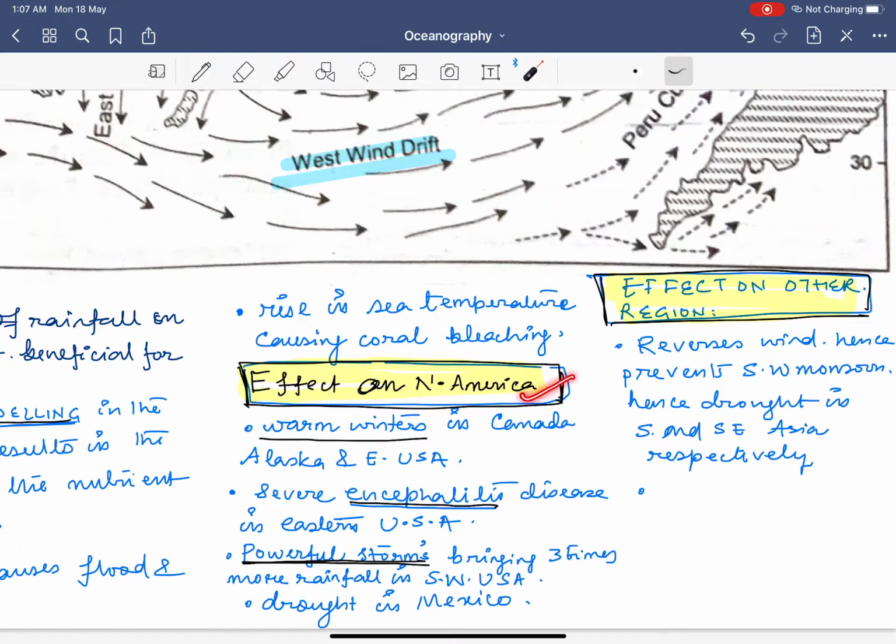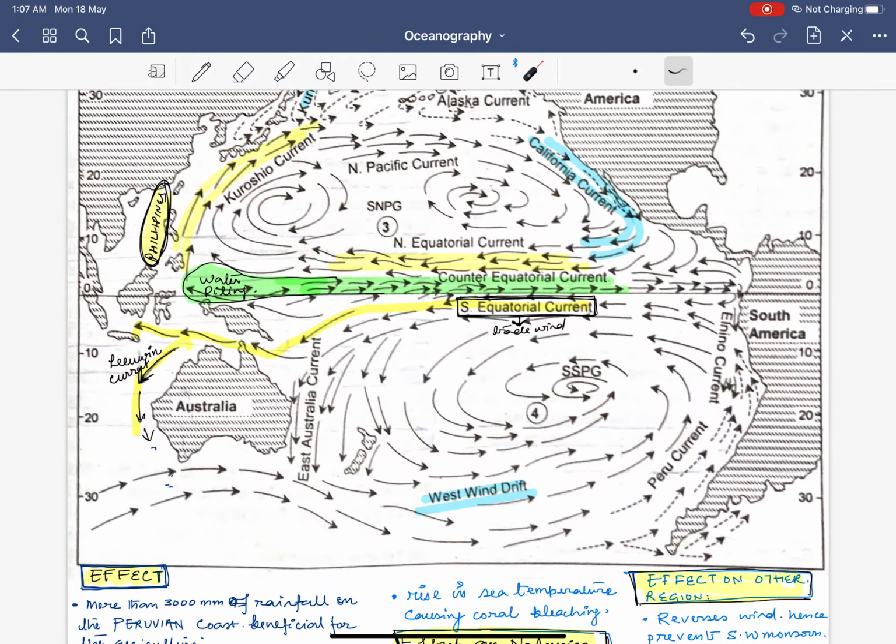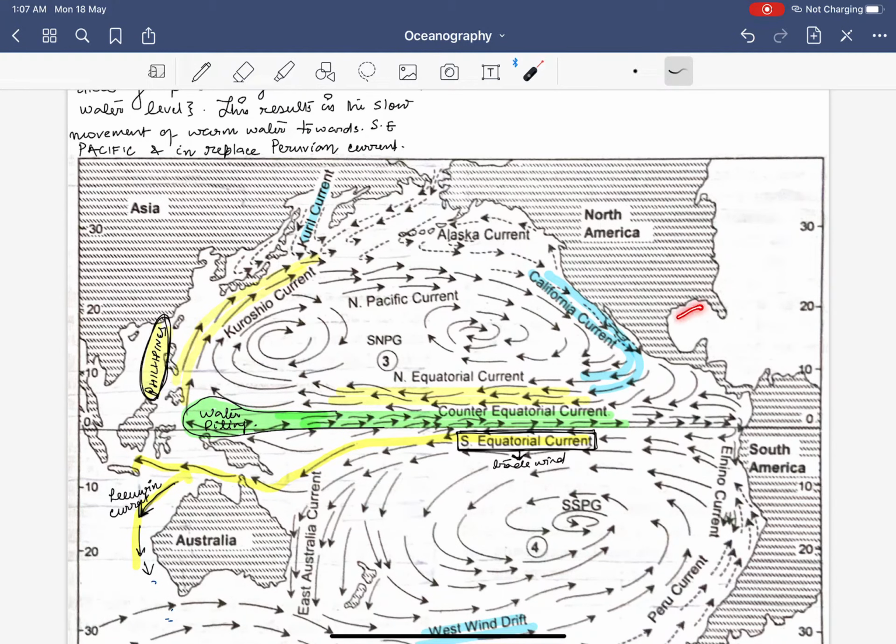Next, effect on North America. There is a warm winter in Canada, Alaska and eastern USA because of this El Nino. Again, there is severe encephalitis disease in the eastern USA. This is another thing. Next, the powerful storms bring 3 times more rainfall in the southwest USA. So basically in the United States itself, over here in the Gulf of Mexico region, or in this region, there is a powerful storm.